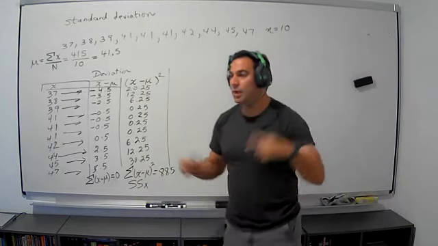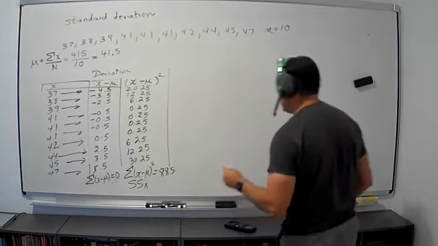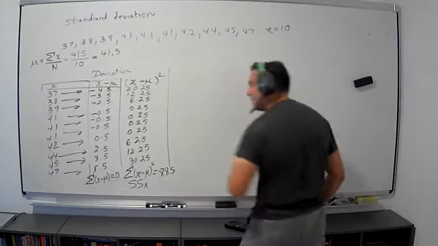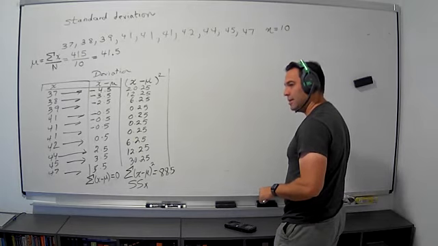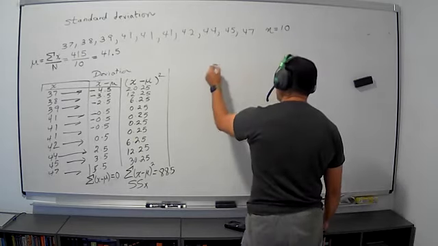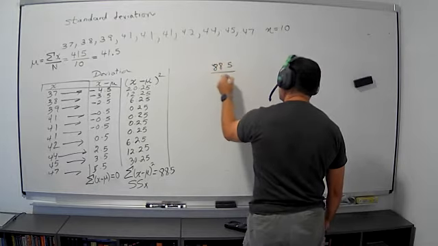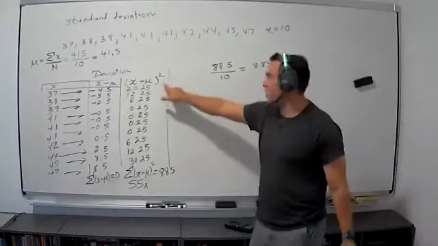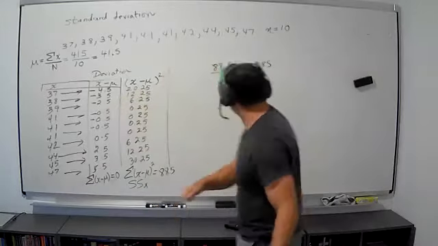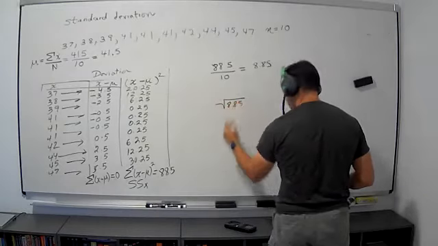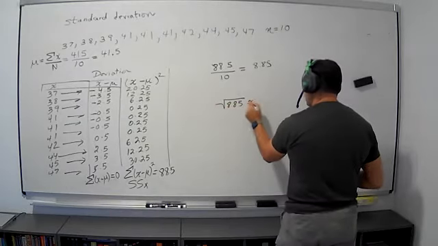Okay? So now we can take this, 88.5, and divide it by 10, which comes out to 8.85. But did we square these numbers? So what's the opposite of squaring? We have to go back down to here. Get the square root. Yes. So if you take the square root of 8.85, you would get what we wanted.